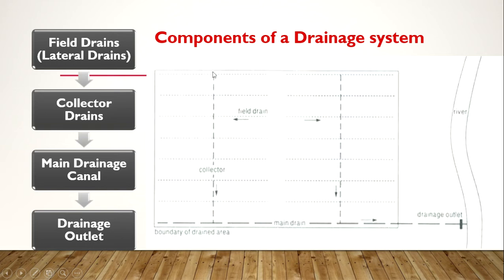Now all the water from the field drains will be collected by the collector drains. So the collector drains should accommodate more water, so their diameter will be higher than that of the field drains. Now the collector drain will collect all the water and it will be diverted to the main drain. The main drain pipe diameter will be more than that of the collector drain. Here also there are many field drains and a collector drain. These two collector drains will discharge the water to the main drain, and finally all the excess water collected from the field will be drained to an outlet.